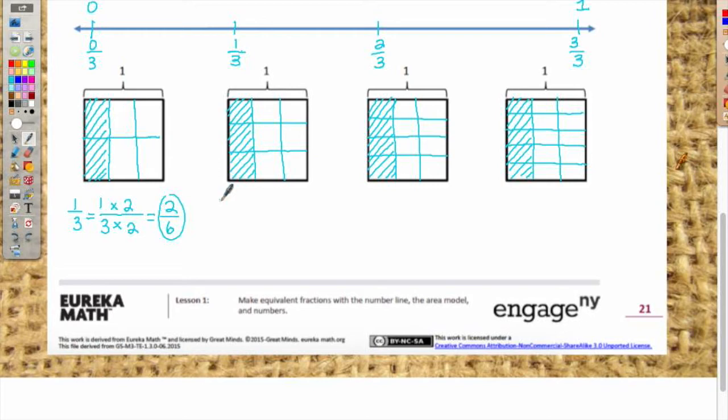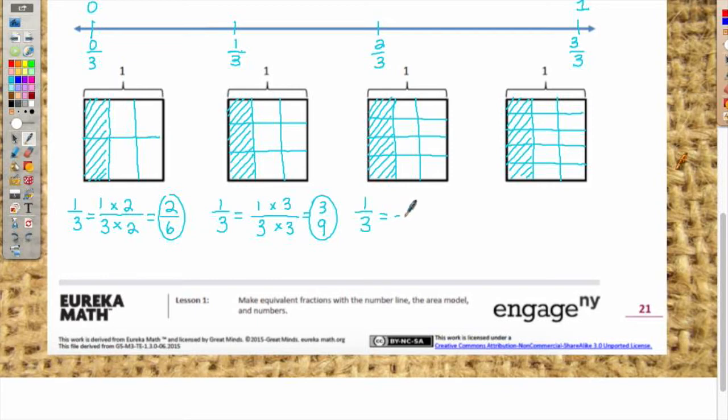All right. Going on to the next one. 1/3 times, Sebastian. 1/3 times how many rows here? 3 rows. 1 times 3 is 3. 3 times 3 is 9. So 3/9 is equivalent to 1/3. How can I check this? Can I just count my boxes here? Yeah. I can. And if I have 3 out of 9 that are shaded, I know I did it right. Okay? All right, the next one.